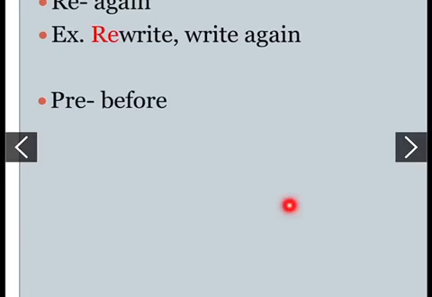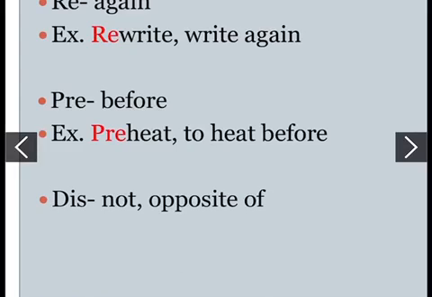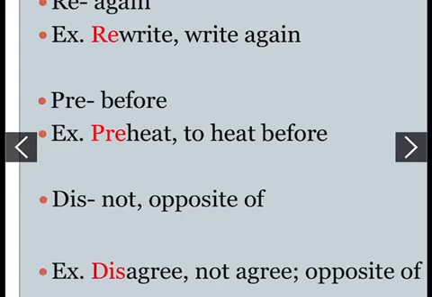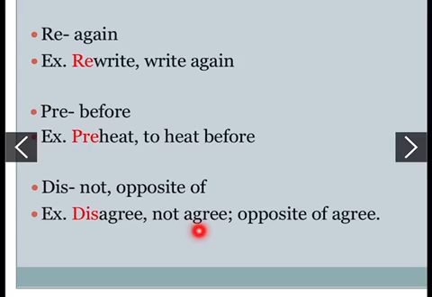Next is the prefix pre, just like in the word prefix itself. When I see the prefix pre before the root word, that means before. So, for example, preheat means to heat before. Okay? Next, the prefix dis also means not or the opposite of the root word. So if I have the word disagree, it means not agree or the opposite of agree.